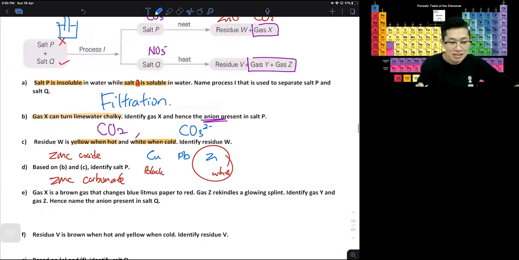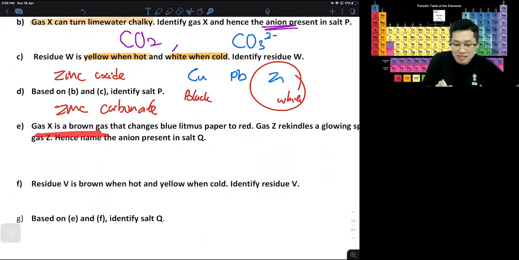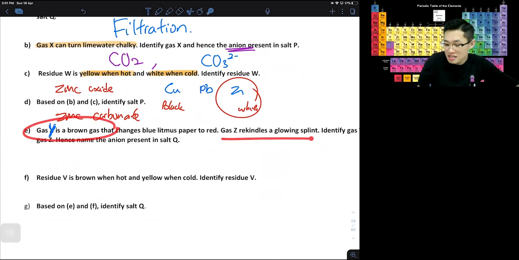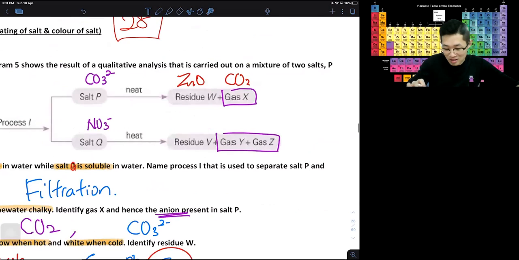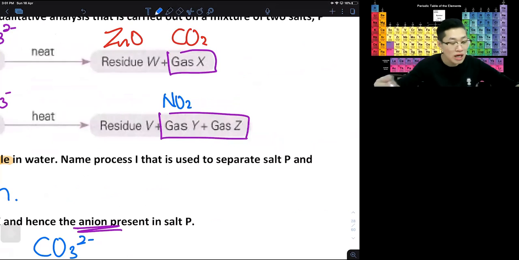And then next, gas Y is a brown gas. Gas Z rekindles a glowing wooden splinter. They said gas Y is brown. Brown must be NO2 lah. And then rekindle a glowing wooden splinter must be O2 lah.